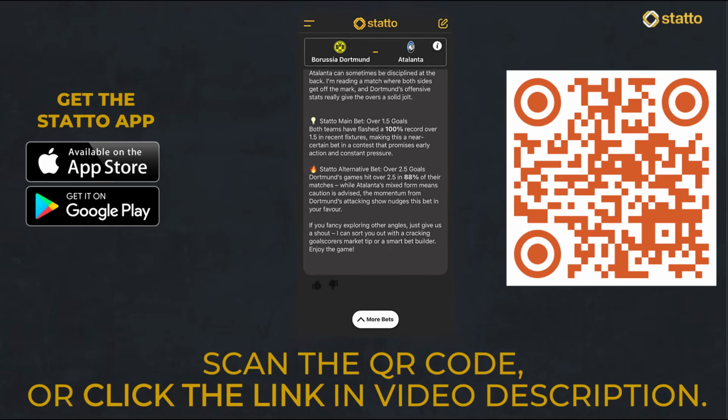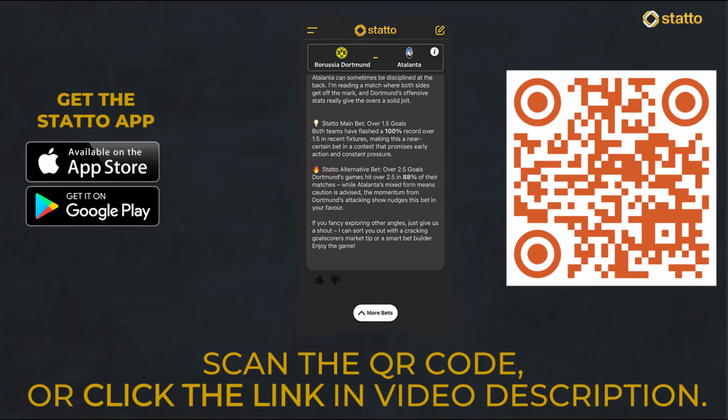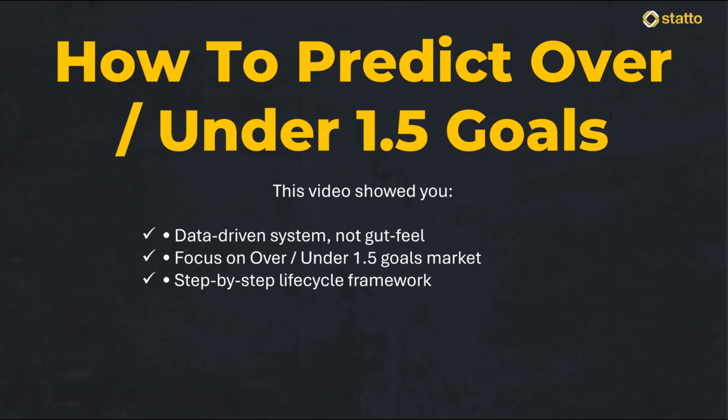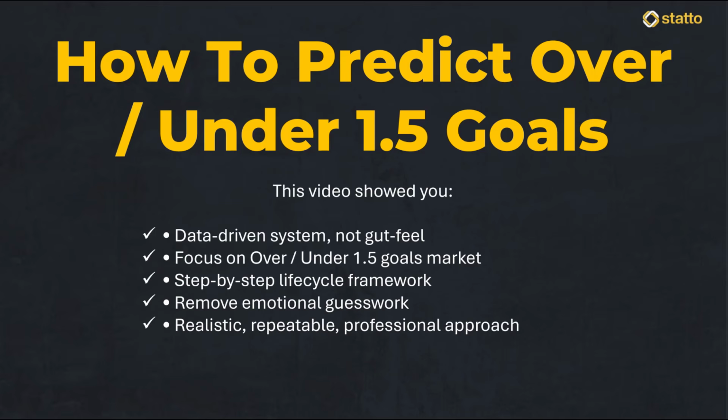I really hope this deep dive into predicting the over or under 1.5 goal market has shown you that profit isn't about chasing trends. It is about projection, context, and price timing. When you stop guessing and start following a structured life cycle, the results speak for themselves.